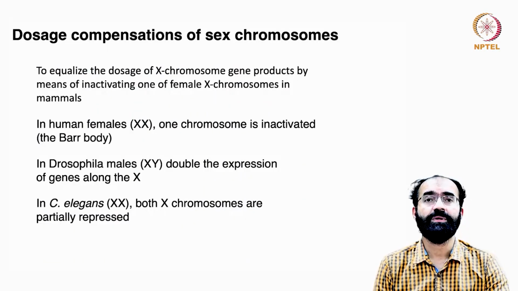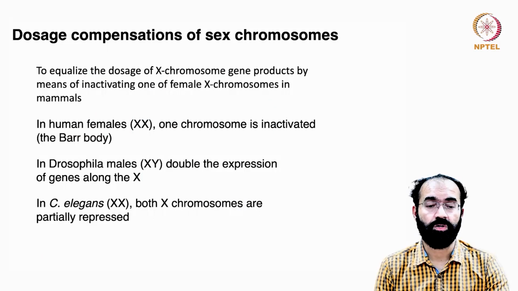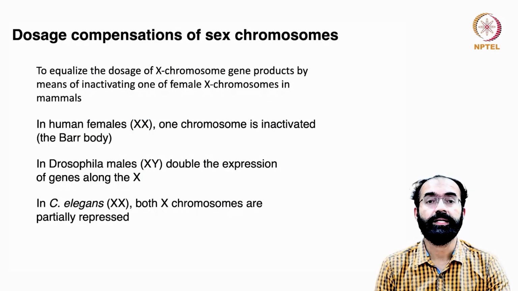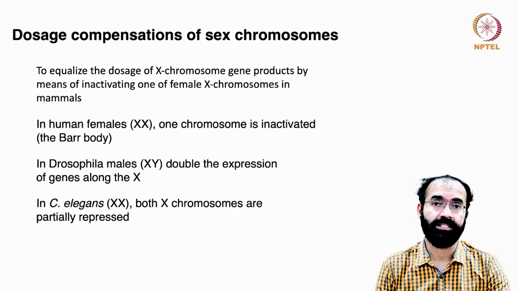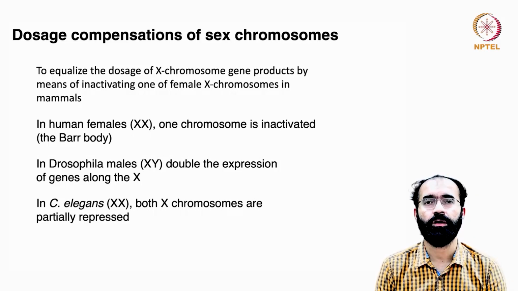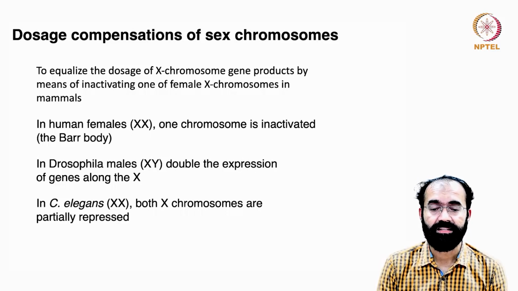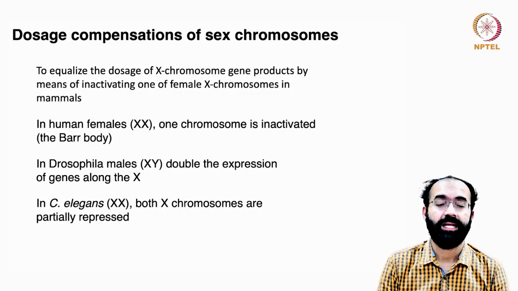So dosage compensation of sex chromosomes is mainly done to equalize the dosage of X chromosome gene products, that is the proteins that are produced, and also many RNA genes and their gene products, by means of inactivating one of the female X chromosomes in mammals. So this is the fundamental principle.